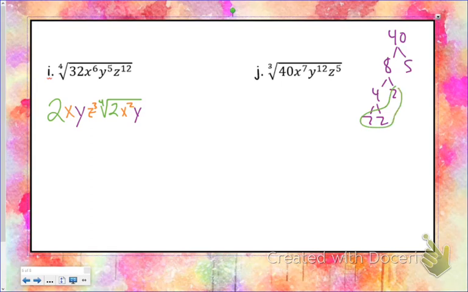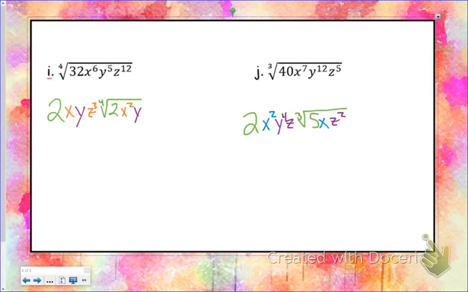So there is 1 set of 3, so 2 comes out. 5 will be left on the inside. Okay, x to the 7th. That means there's 7 x's. So I'm looking for sets of 3. I could take out 2 sets of 3 and I'd have 1 left over. With y's, I could take out 4 sets of 3 with none left over. And then with z's, I could take out 1 and I would have 2 left over.